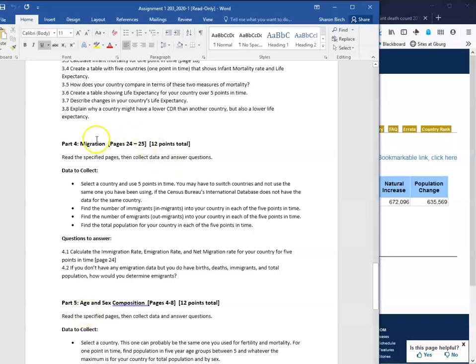The migration section of this assignment is asking you to find number of in-migrants and number of out-migrants. The term for out-migrants is sometimes emigrants with an E. The term for in-migrants is usually immigrants with an I. Colloquially, in everyday language, we often use the word immigrants to refer to anybody who's leaving their country or coming into their country.